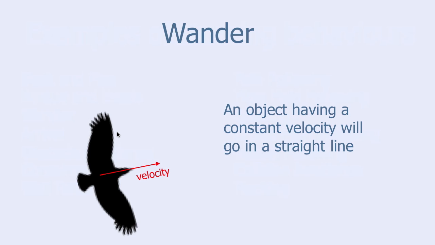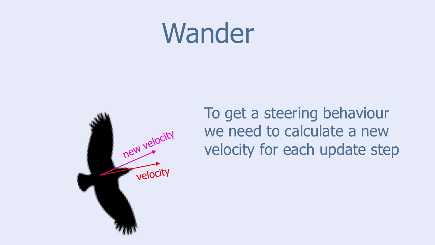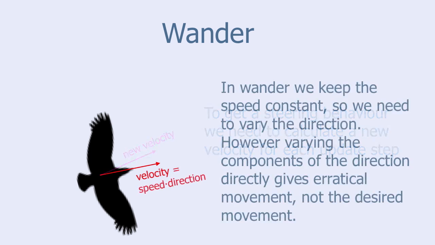If we have an object like the bird here, which has a constant velocity, it will move in a straight line. If we want the bird to wander about, we must change the velocity. Now, the velocity is a vector that has a speed and a direction. In our wander movement, we want to keep the speed constant, which means that we must vary the direction.